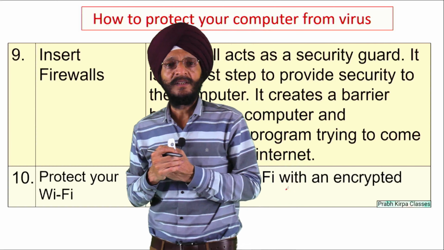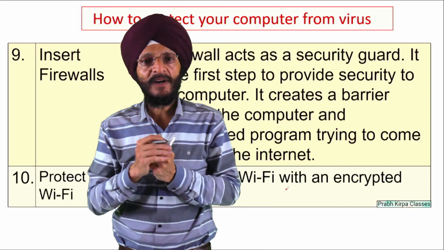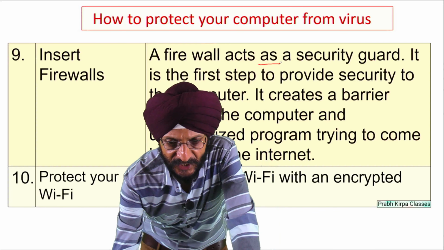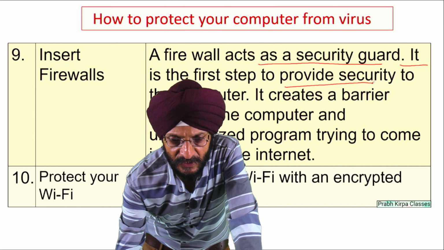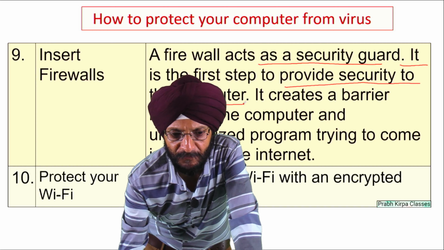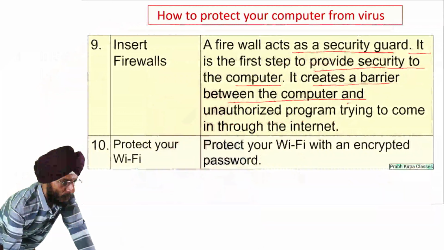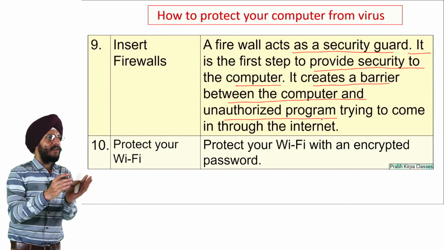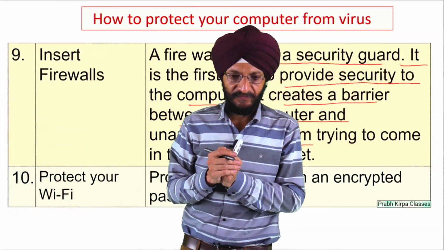Next is we should install firewalls. What is the meaning of firewall? A firewall acts as a security guard. It is the first step to provide security to the computer. It creates a barrier between the computer and unauthorized programs which are trying to come in through the internet.